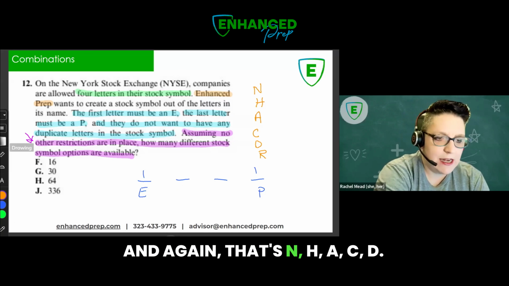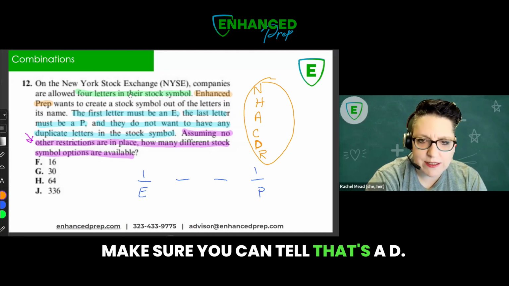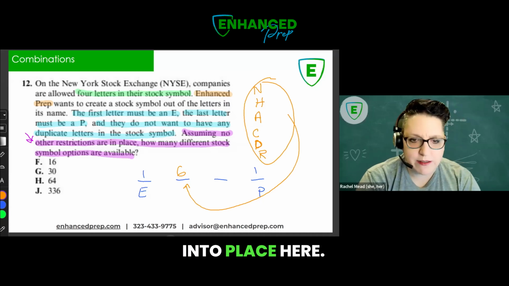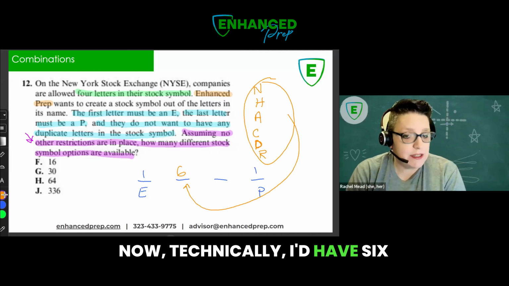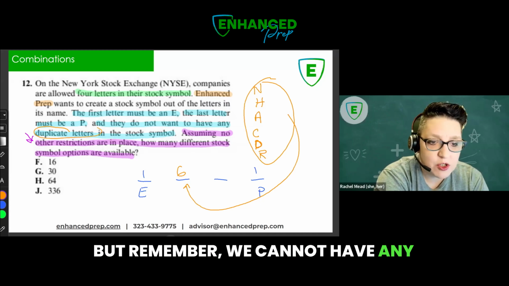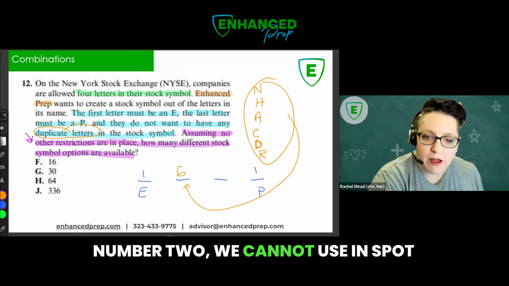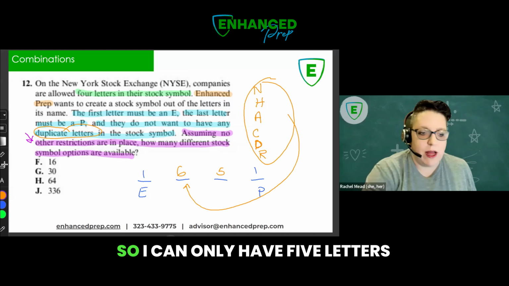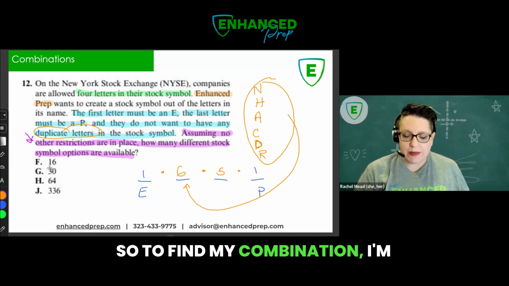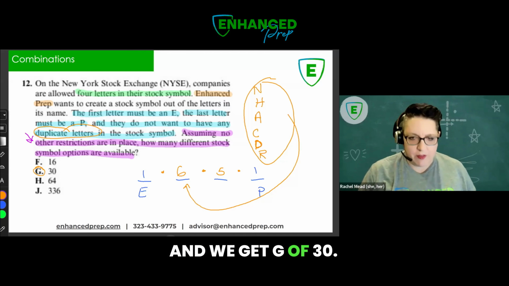And again, that's N, H, A, C, D, R. Make sure you can tell that's a D. So these are going in here. So I have 6 options I can put into place here. Now, technically, I'd have 6 options for my third spot as well. But remember, we cannot have any duplicate letters. So whatever letter we used in spot number 2, we cannot use in spot number 3. So I can only have 5 letters that I'm going to choose from now. So to find my combination, I'm going to multiply, and we get 30.